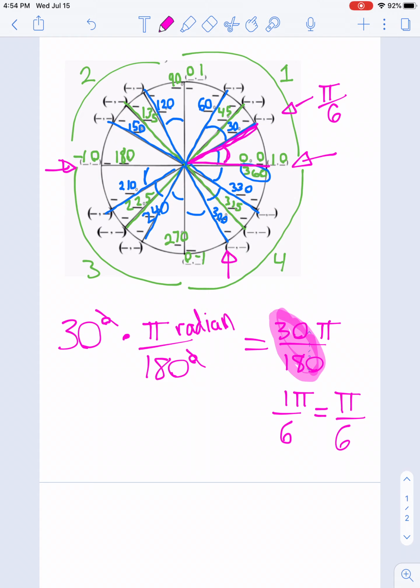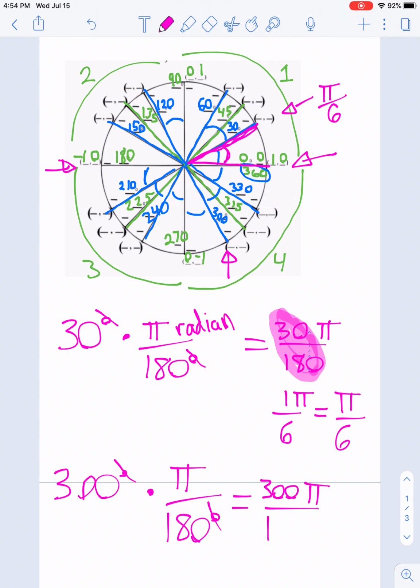So I'm going to take this angle of 300 degrees. We know it's 300 degrees. And again, to go from degrees into radians, I'm going to multiply by my pi over 180 degrees. When I do my canceling, again those degrees cancel out, so we're going to see that we have 300 pi over 180. And once again, that 300 over 180 simplifies down.